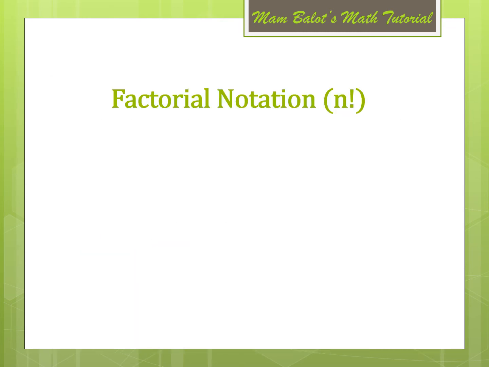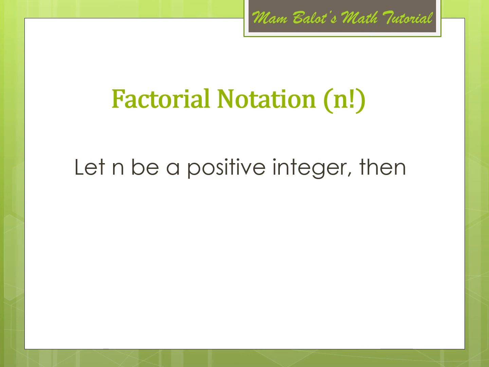Now let us proceed to factorial notation. Factorial notation is denoted by the symbol n!, where the exclamation point represents the factorial. If n is a positive integer, then n factorial is equal to n times n minus 1 times n minus 2 and so on, times 1. This just means that if we get the factorial of a certain positive integer, we multiply all the positive integers in decreasing order from n down to 1.